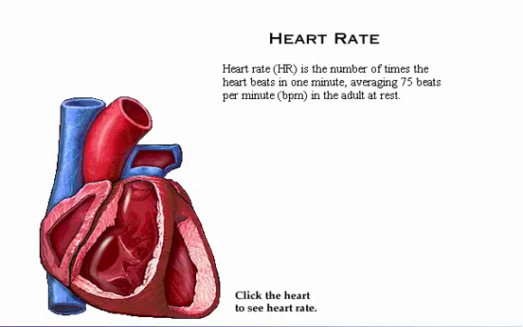Heart rate refers to the number of times the heart beats in 1 minute, averaging 75 beats per minute for an adult at rest. To see an animation of heart rate, click the heart illustration.